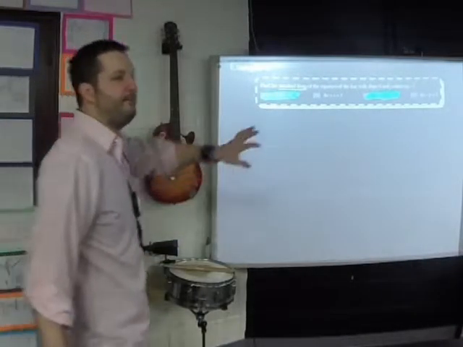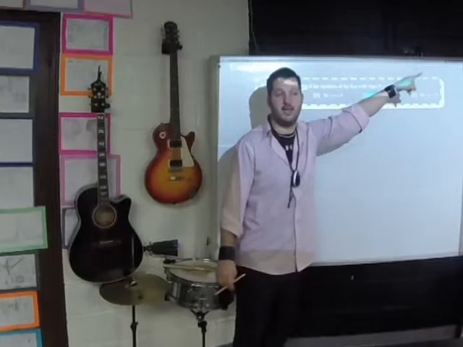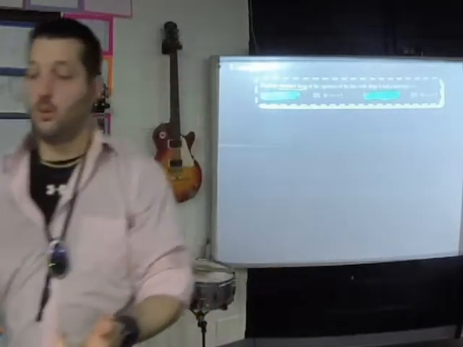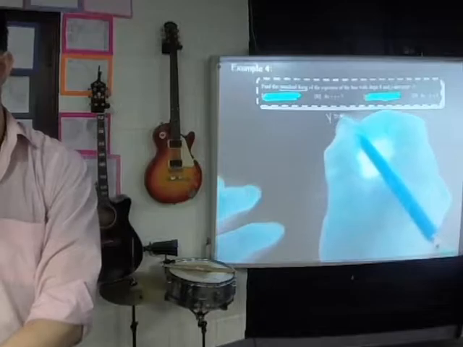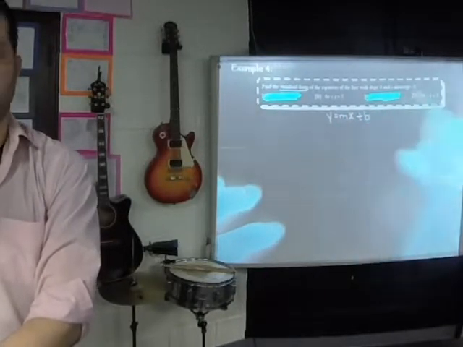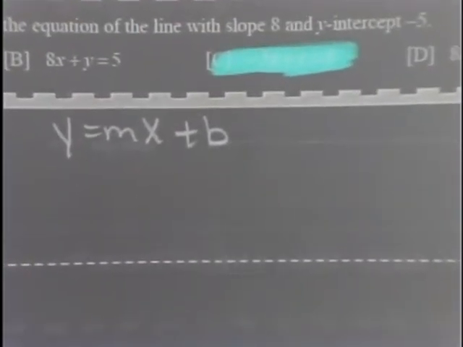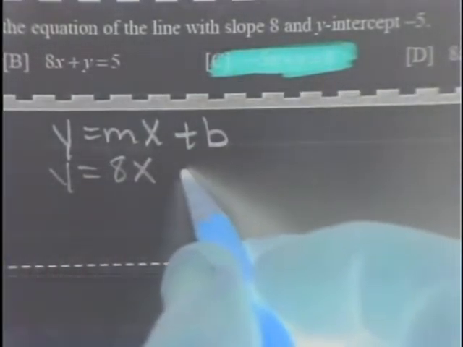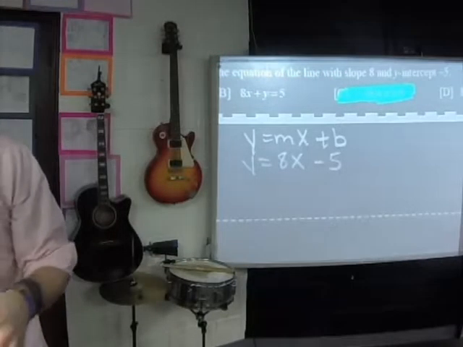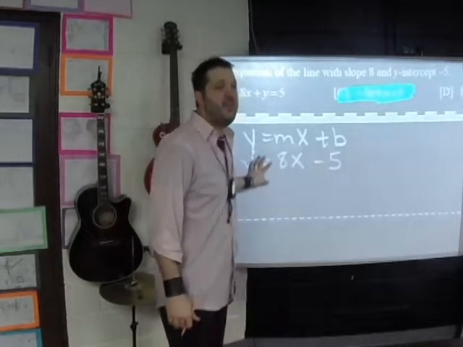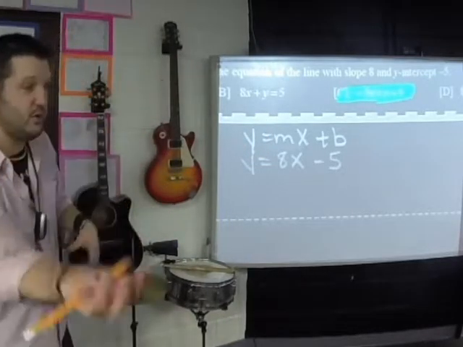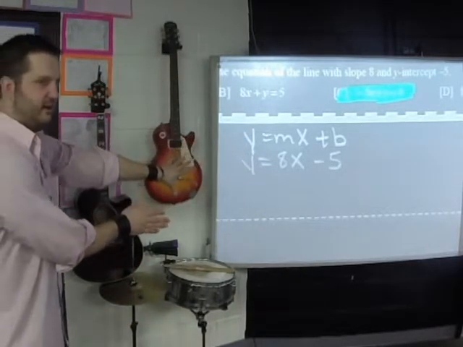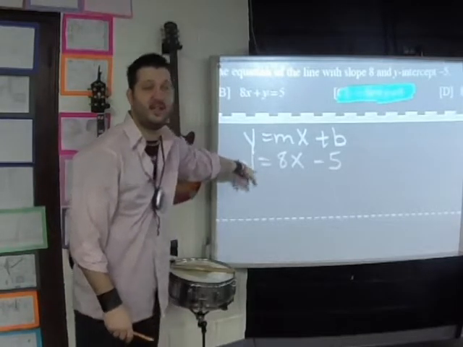Now, when somebody gives you a slope and a y-intercept, this is where you start: y equals mx plus b. Even though our final answer won't be in y equals mx plus b, let's start there. So what's my slope? 8. So I'm going to say y equals 8x. And what's my y-intercept? Minus 5. I have to start in y equals mx plus b, then I'll work it to standard form. So if somebody gives you an m and a b, start there. Unfortunately, this isn't the answer, but we're going to get it really quick.